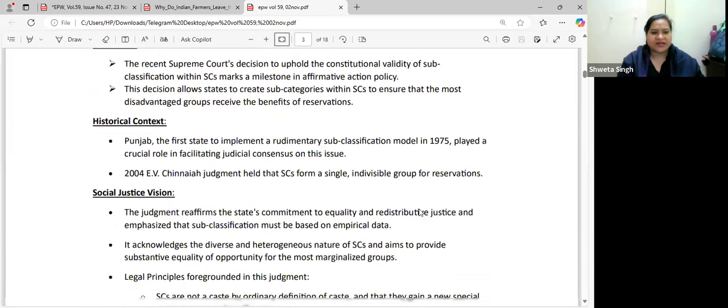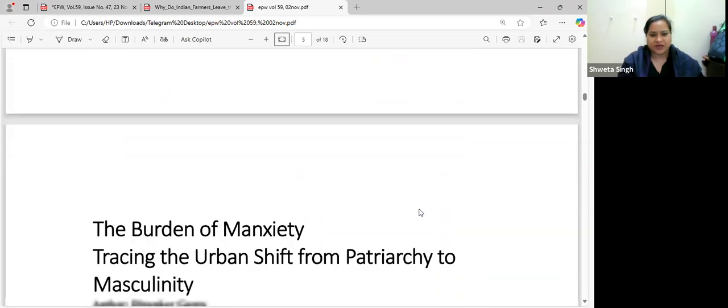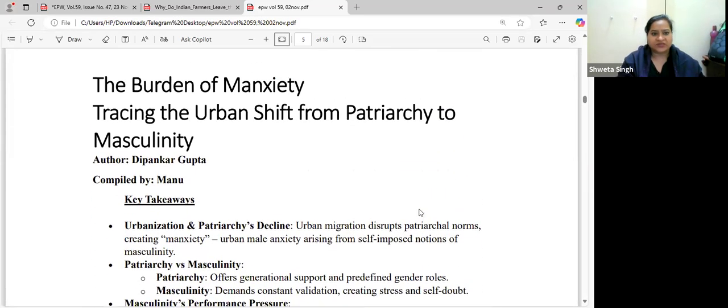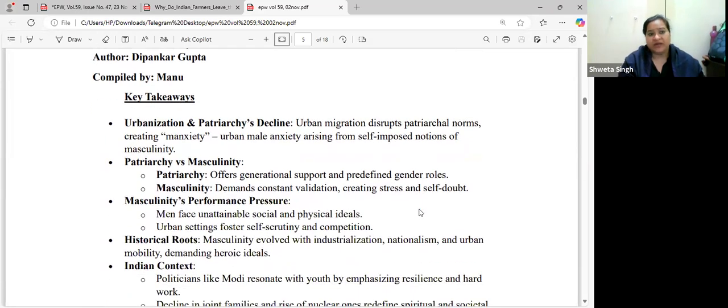Not too much. Now I said I'll show you the third article. Baki aapko access ho jayega once you are in the group. You can see this. So this is the burden of man anxiety, tracing the urban shift from patriarchy to masculinity. So first, what are the key takeaways from this article? What are we learning?